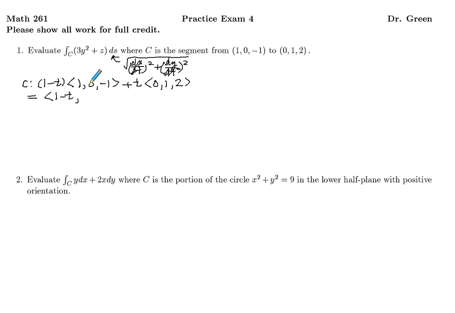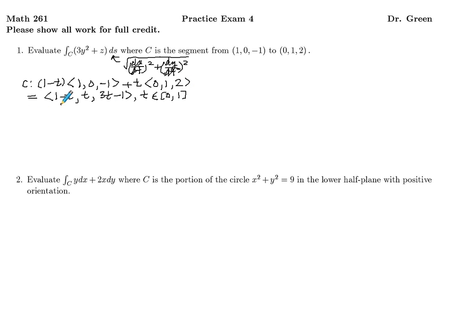(1 minus t) times 0 is 0. t times 1 is t. 0 and t is t. And then (1 minus t) times -1 is t minus 1, change the signs here, and then 2t. So t minus 1 plus 2t, that's going to be 3t minus 1 in the z-coordinate. And then always when we do convex combinations, our t is between 0 and 1. So our interval is always 0 to 1 there.